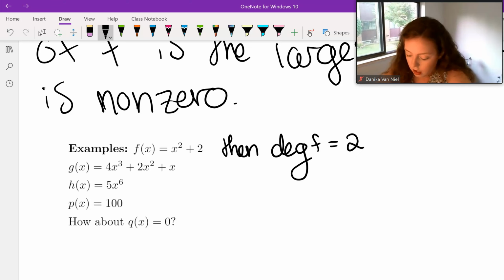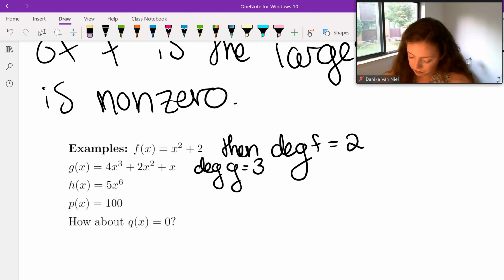Okay, now for the next one, another thing that you can get tripped up on is they need to be in order. So here's my biggest one. So degree of g equals 3. Okay, so it has nothing to do with the actual value of the coefficient, just as long as it's not 0. Okay, so it could even be negative.